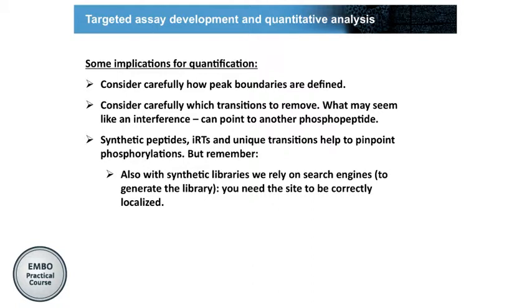If you kick out too many transitions, or you selected only the top 3 for quantification, you get at the end a lot of peptides that you actually wanted to separate, and sometimes you would like to add a few more informative transitions. And when you use synthetic peptides, you use the retention time, and you use these unique transitions. The combination of all these 3 tools is very, very helpful to try and pinpoint your phosphorylation site of interest, but sometimes these themselves can be problematic.